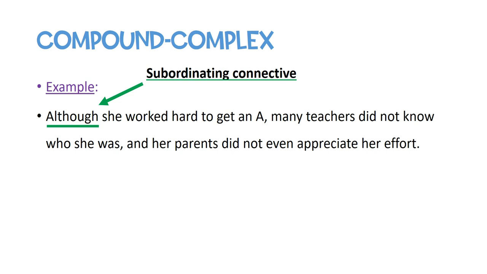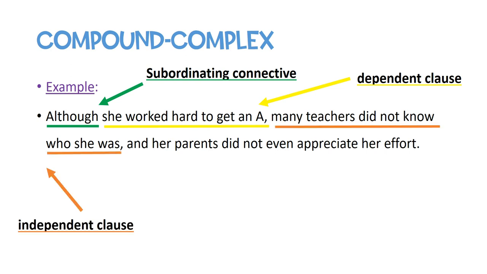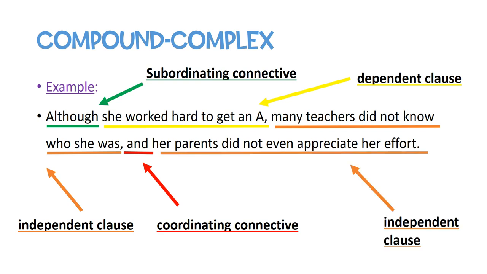The subordinating connective is although. The dependent clause is she worked hard to get an A. The independent clause is many teachers did not know who she was. The coordinating connective is and, linking our next independent clause, her parents did not even appreciate her effort.